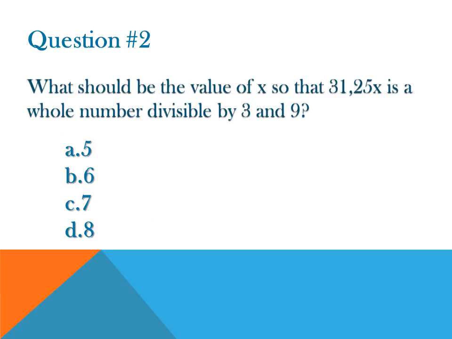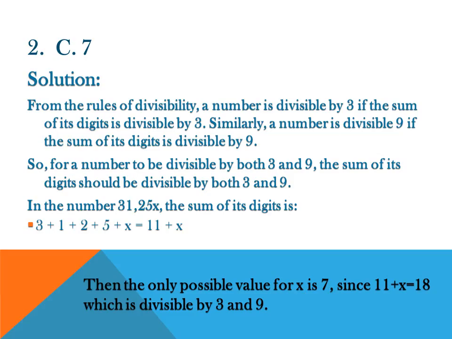What should be the value of x so that 31,250x is a whole number divisible by 3 and 9? Let us take note that a number is divisible by 3 if the sum of its digits is divisible by 3. Similarly, a number is divisible by 9 if the sum of its digits is divisible by 9. So, for a number to be divisible by both 3 and 9, the sum of its digits should also be divisible by both 3 and 9.